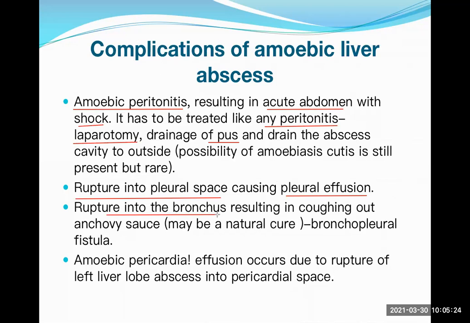It may rupture into the bronchus, resulting in coughing out the anchovy sauce material. This is one of the causes of bronchopleural fistula. See this? Bronchopleural fistula. Now, if this happens, then this amebic liver abscess will be naturally cured because the pus has already drained outside from the rupture. But at the same time, another complication is developed in the patient, that is fistula between pleural cavity and the bronchus. And this bronchopleural fistula is an important cause of pneumothorax as well. See there, air can go easily into the pleural cavity through this fistula, and the treatment is usually surgical now.